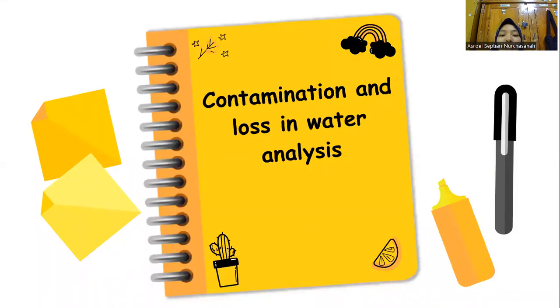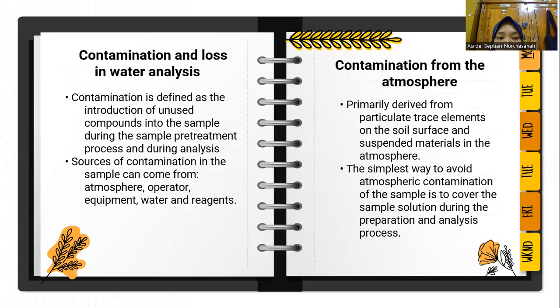Two. Contamination and loss in water analysis. Contamination is defined as the introduction of noxious compounds into the sample during the sample pre-treatment process and during analysis. Sources of contamination in the sample can come from the atmosphere, operator, equipment, water, and reagents.